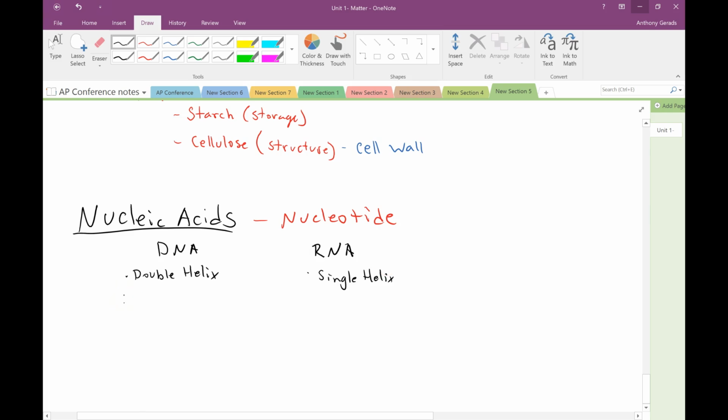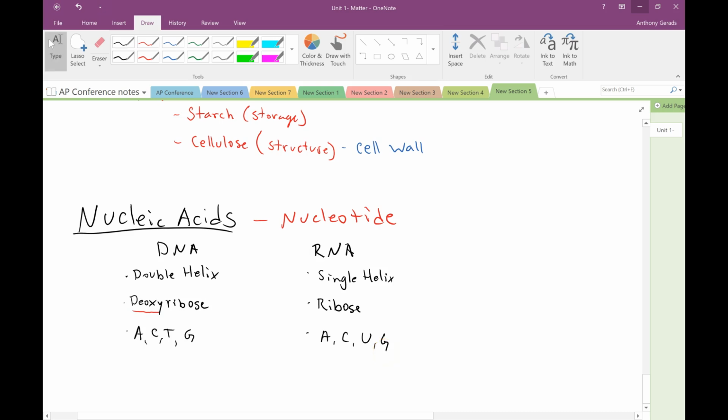DNA is going to have a deoxyribose sugar. And RNA is going to have a ribose sugar. Any guess what the difference in those is? No oxygen. Deoxy, meaning the deoxyribose sugar has one less oxygen. And then finally, DNA has the nitrogenous bases A, C, T, and G. RNA has the nitrogenous bases A, C, U, and G.